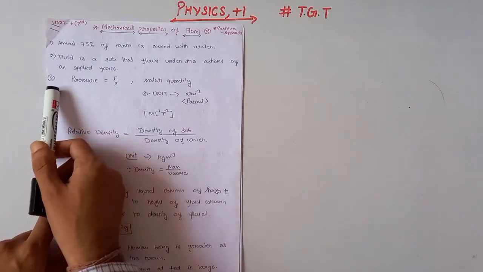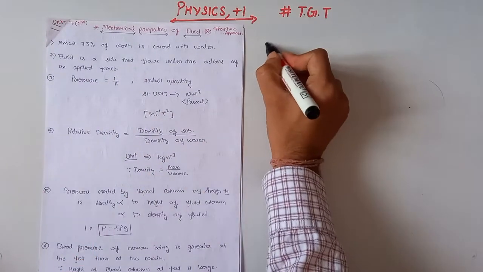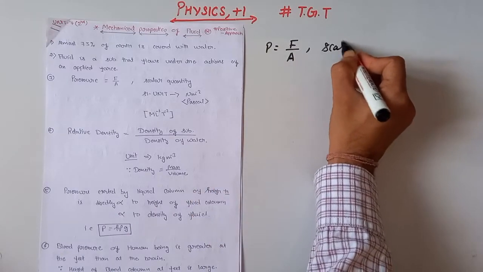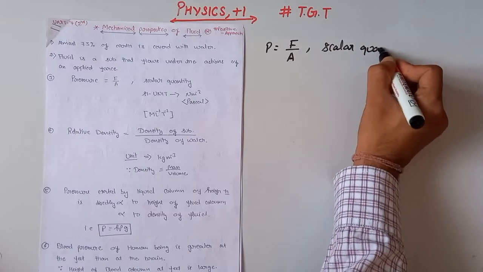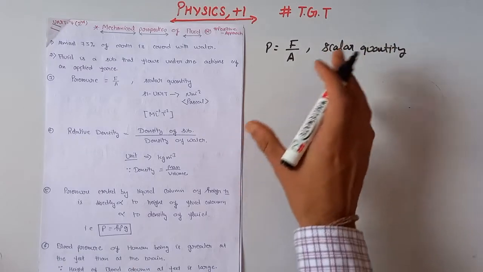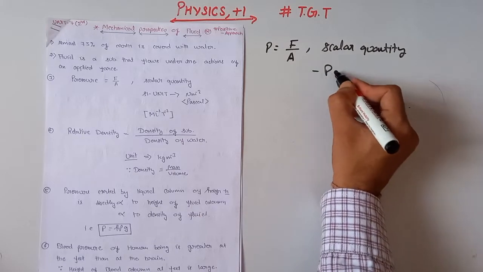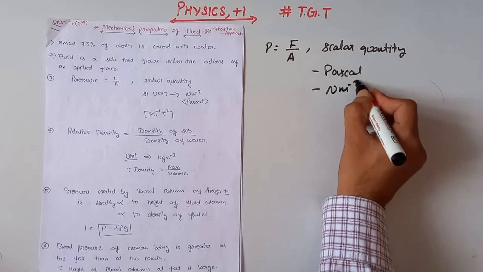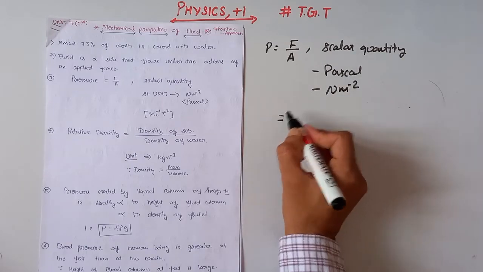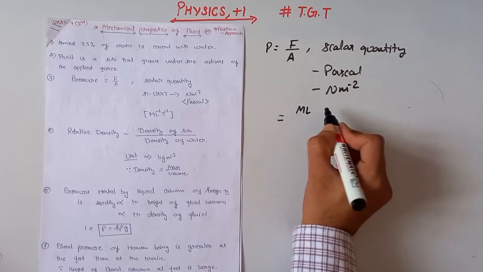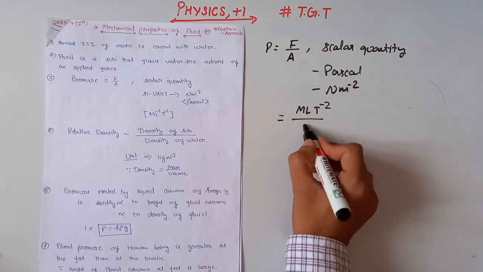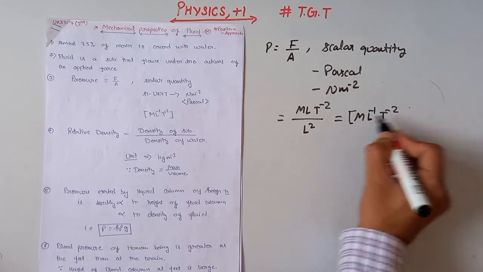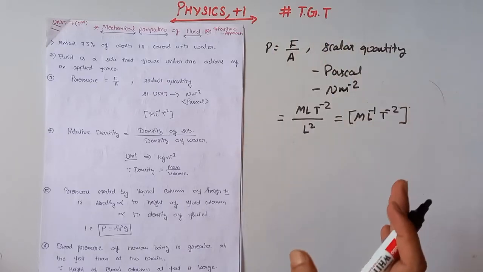Now, our third point is, what is pressure? Pressure is equal to force divided by area, and pressure is a scalar quantity. Keep in mind, pressure is a scalar quantity, and its unit is Pascal, which can also be named as Newton per meter square. The dimensional formula of force is M L T^-2 divided by area L^2, which is equal to M L^-1 T^-2. This is the dimensional formula of pressure.